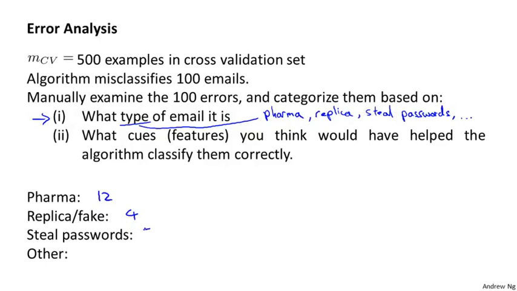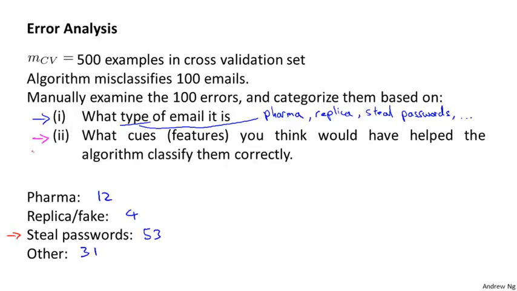And maybe I find that 53 of them are what's called phishing emails, basically emails trying to persuade you to give them your password, and 31 emails are other types of emails. It's by counting up the number of emails in these different categories that you might discover, for example, that the algorithm is doing particularly poorly on emails trying to steal passwords, and that might suggest it might be worth your effort to look more carefully at that type of email and see if you can come up with better features to categorize them correctly.